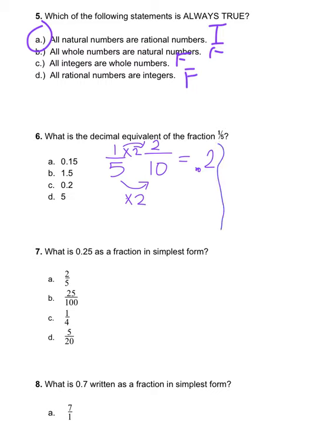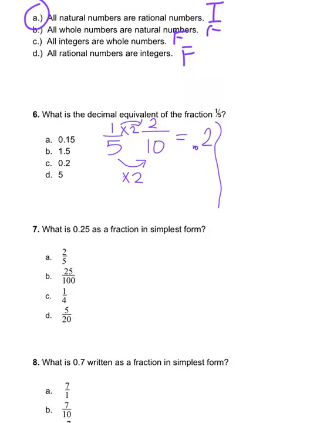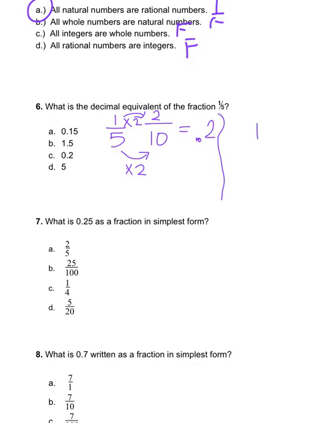Or I can do my dividing. When I divide, my cowboy sits on top of the horse, the cowboy goes inside of the house, and the horse stays outside. So the cowboy, which is the 1, will go inside, and the 5 will go on the outside. 5 does not go into 1, so you put the 0, add a decimal, and add a 0. 5 goes into 10 two times, so we put a 2 here. Our decimal equivalent is 0.2.